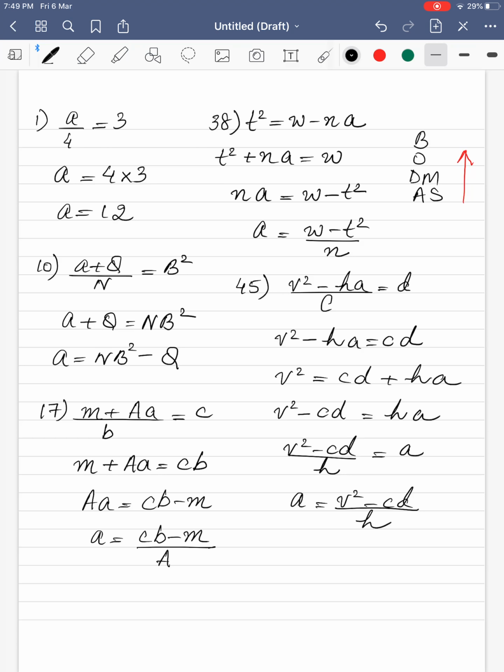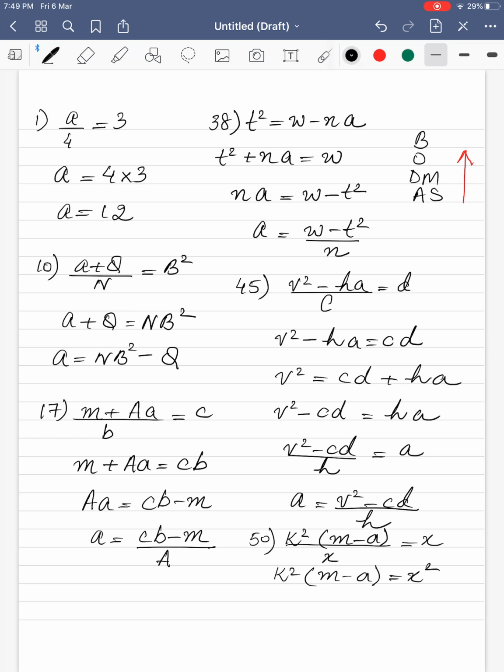Question number 50. So we have k square into (m minus a) divided by x is equal to x. Now, the whole of the numerator is as if it's in a bracket. So the first thing we will do is we will move the division, which is by x, to the other side. So we will be left with k square into (m minus a) is equal to x squared.